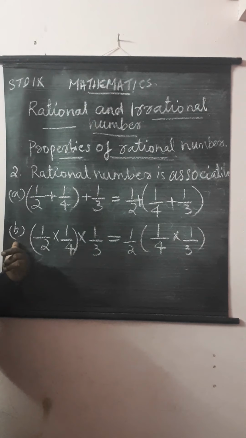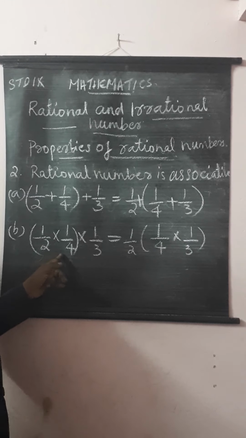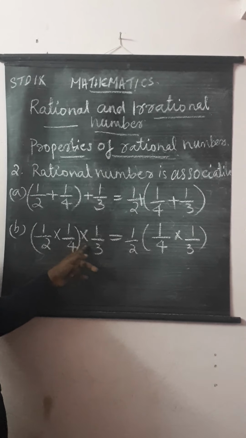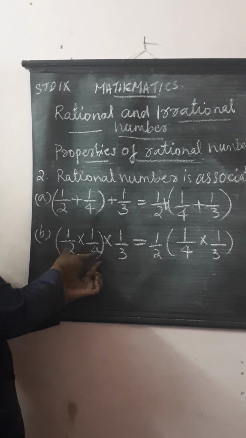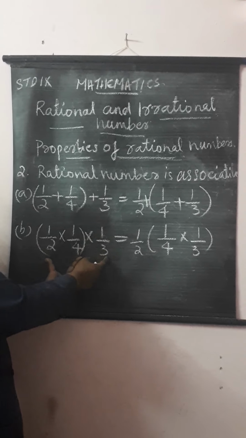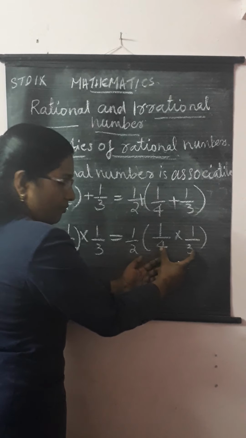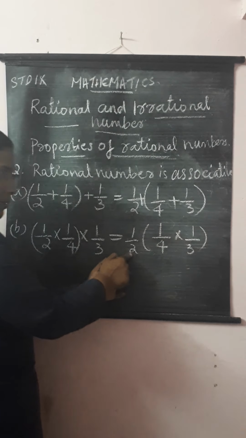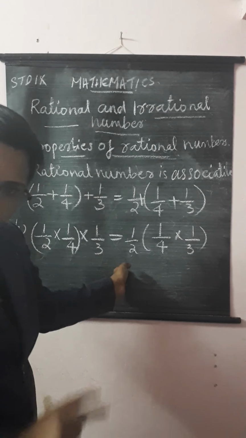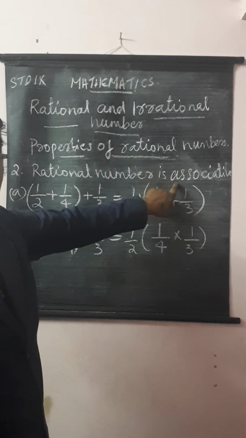In the case of multiplication also, take 1 by 2 into 1 by 4 into 1 by 3. Here, first we open the bracket and multiply, then multiply with 1 by 3. Similarly, on the other side, first open the bracket and multiply together, then multiply with 1 by 2. The answer will be the same. That is the associative property.